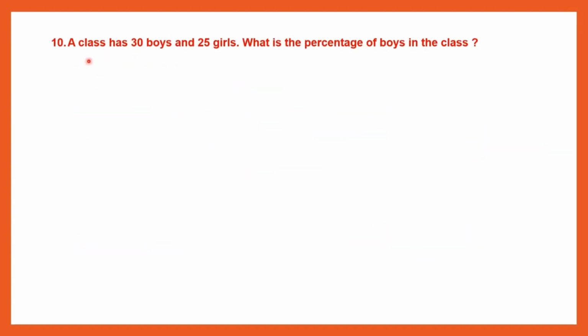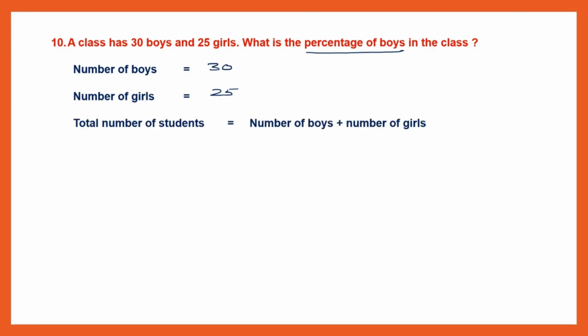Question 10. A class has 30 boys and 25 girls. What is the percentage of boys in the class? So let's write what's given. We've been given the number of boys, and that is 30. And then we're also given the number of girls, that is 25. Now we are asked the percentage of boys. So first we need to find the total number of students in the class. The total number of students will be the number of boys, that's 30, plus the number of girls, that's 25. So 30 plus 25 is 55. This is the total number of students.